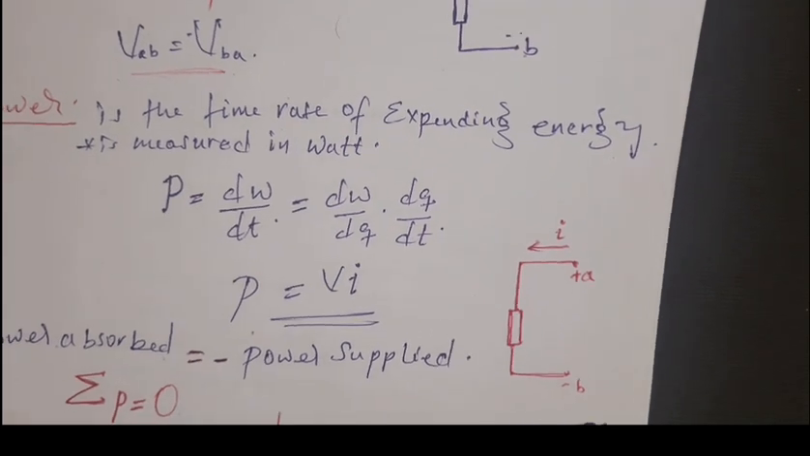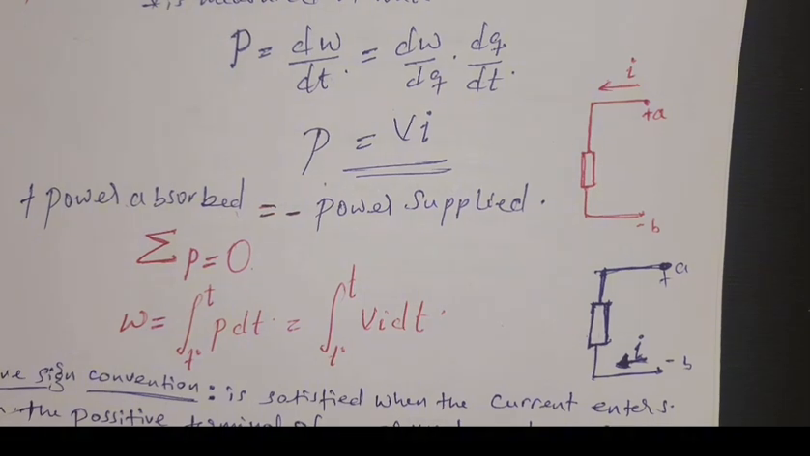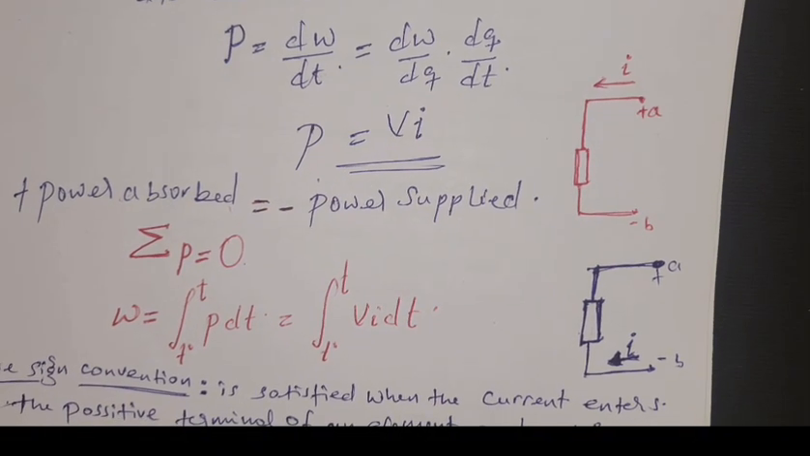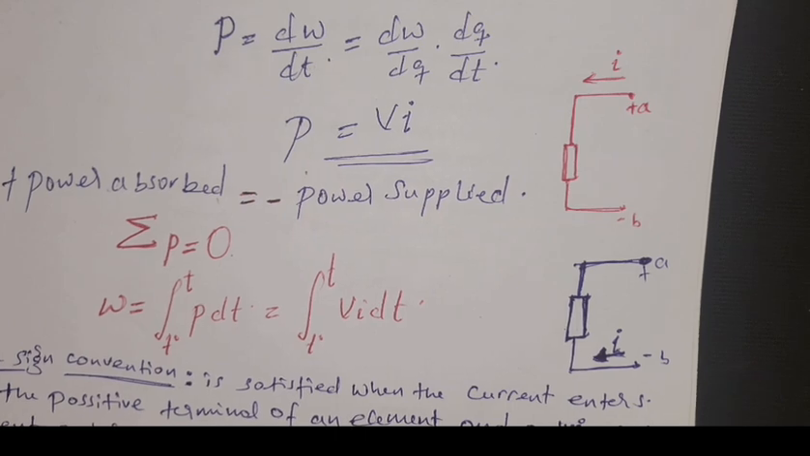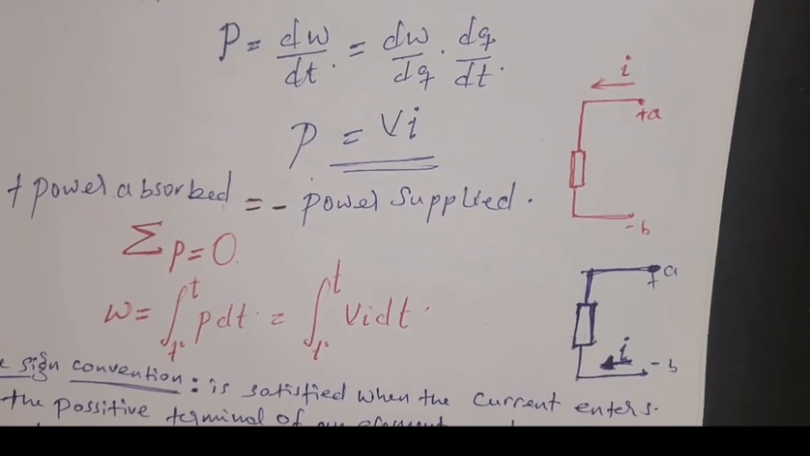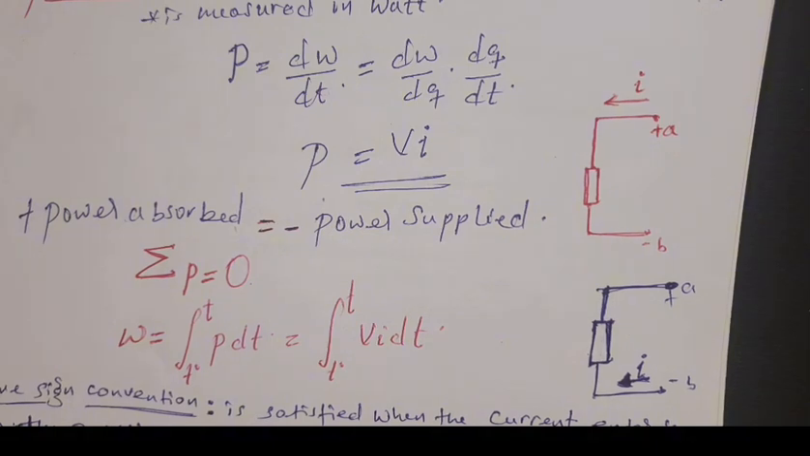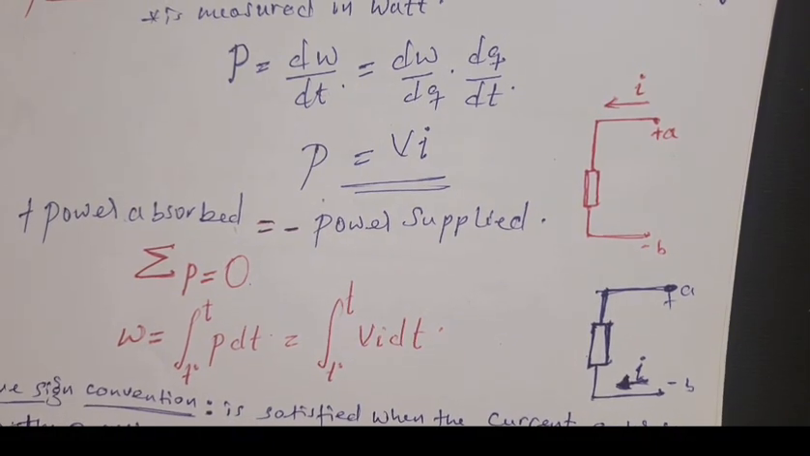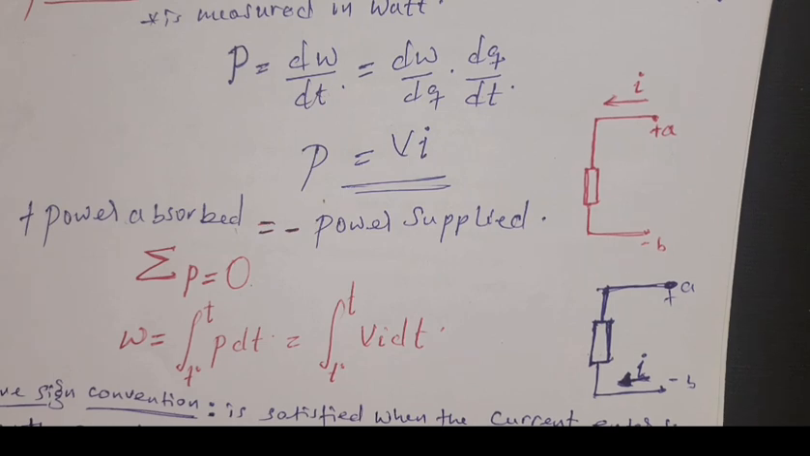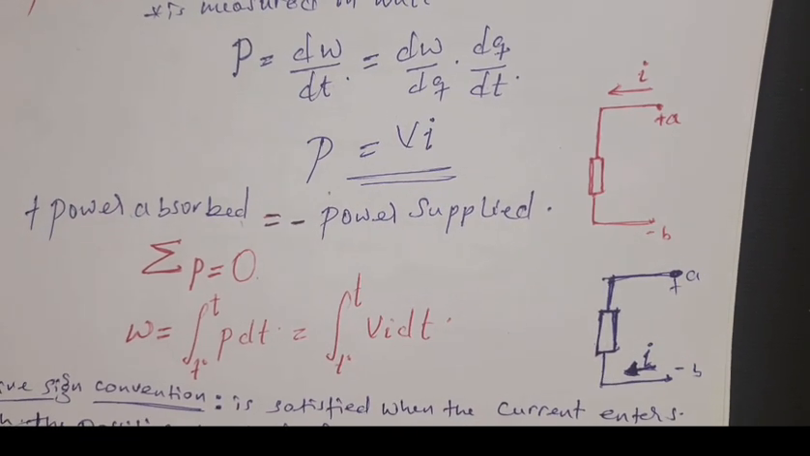The summation of power is 0. That means the power absorbed is equal to the power supplied. The total power in the system is conserved. So the amount of power supplied is equal to the amount of power absorbed or dissipated on the loads.